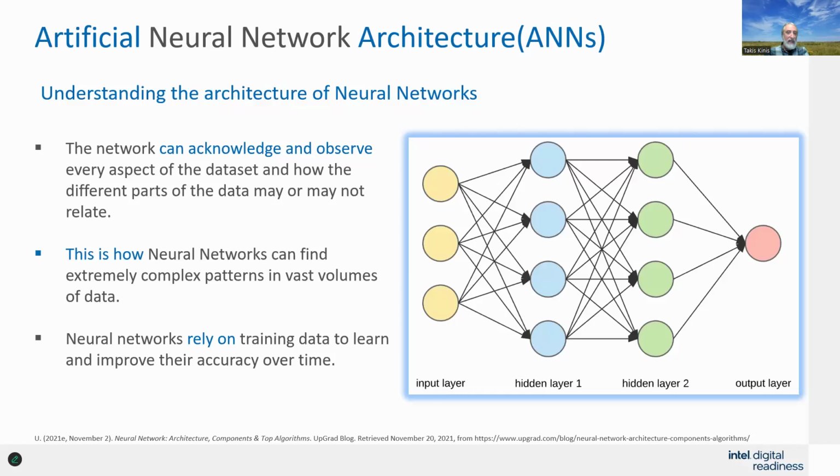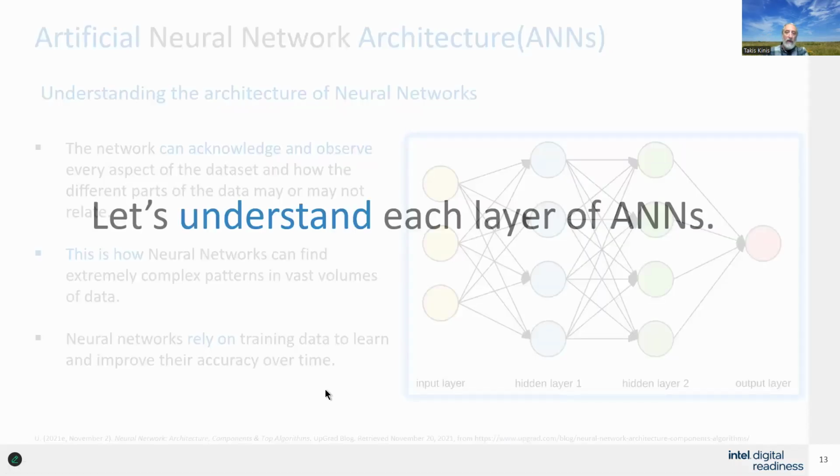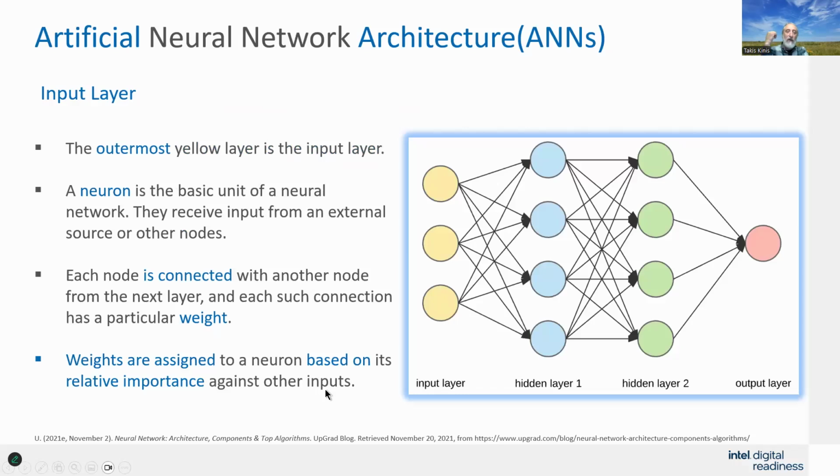Notice that they do rely on training data to learn and improve their accuracy over time. So that's important. Let's take a look at each layer. The outermost layer is the input layer, marked in yellow. The neuron, the basic unit of the neural network, those are the circles. Neurons either send values or receive values. So you see the hidden layers both receive and send information, where the input layers only send and the output layers only receive. I mean, it's pretty intuitive by looking at it.